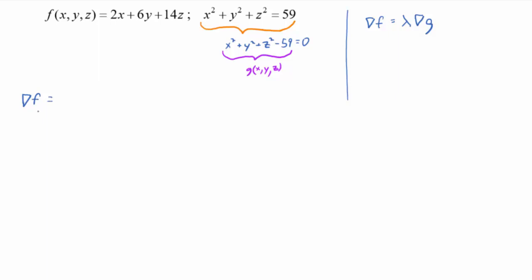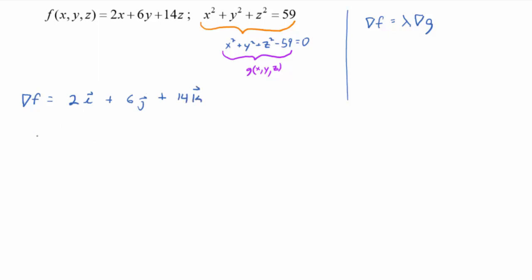Del f. What's del f? It's important to remember del f is a vector, so you could use the angle brackets for component form, or ijk. It doesn't matter. 2i plus 2j plus 14k. Not so bad, taking those derivatives, right?